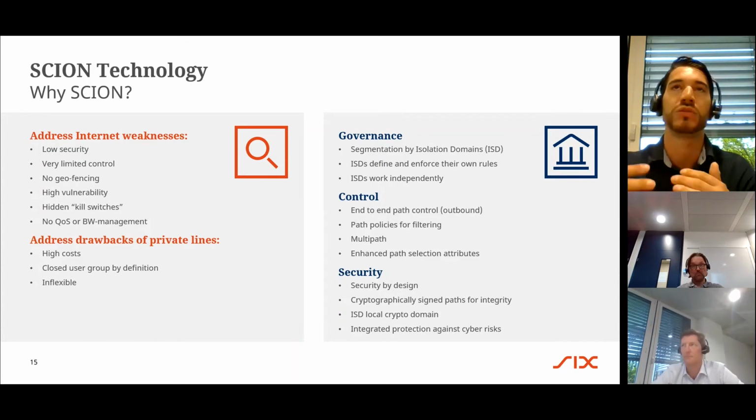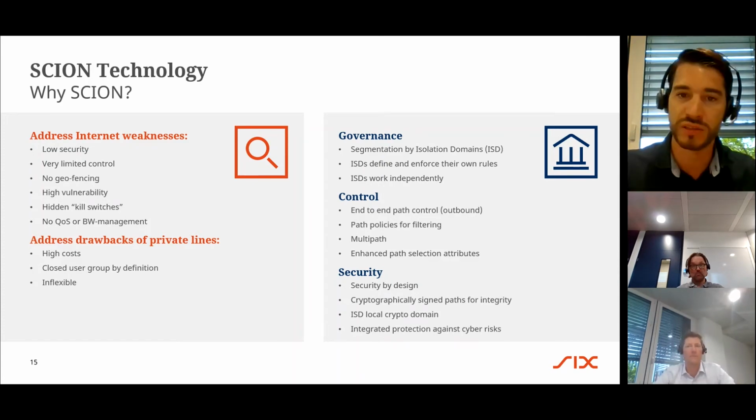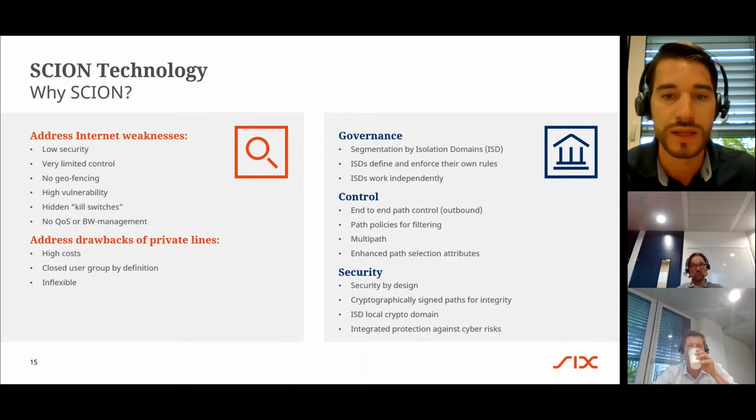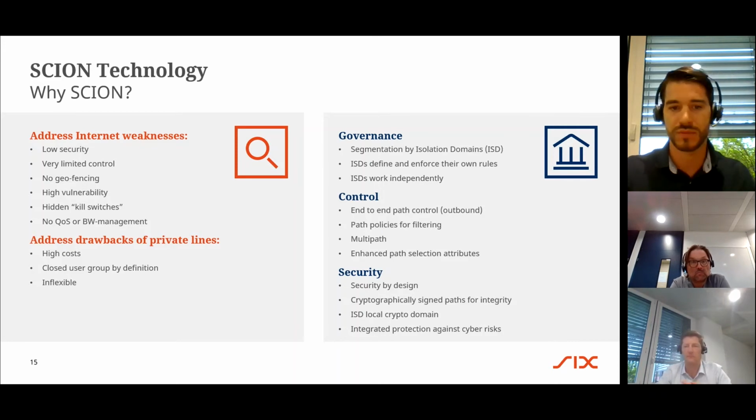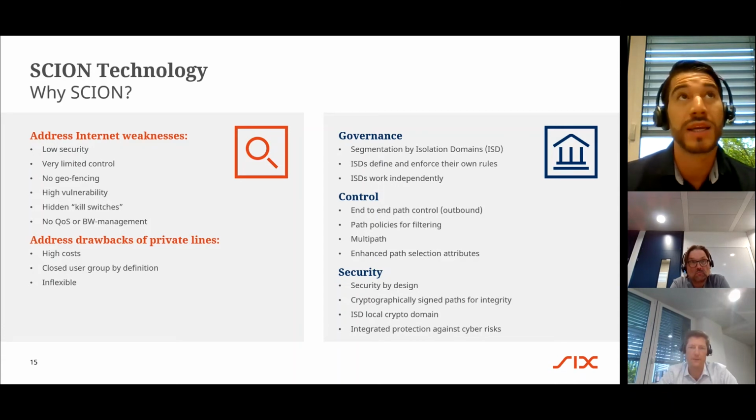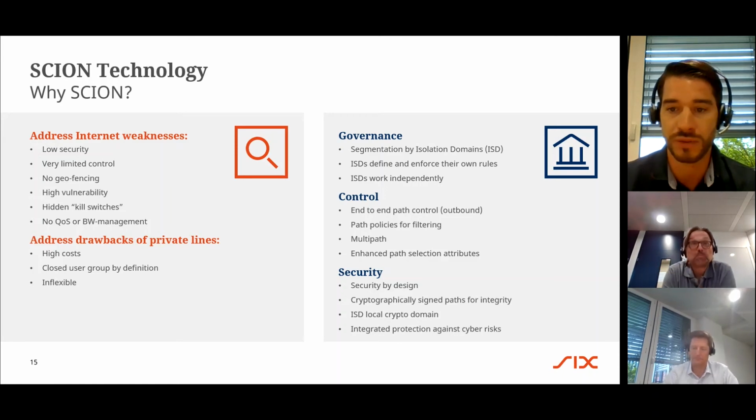Or I could use quality parameters where I can say, well, I want to use the path with the least packet loss in the past. And all those values are collected and can be evaluated going forward. The technology is pretty flexible about those enhanced attributes.